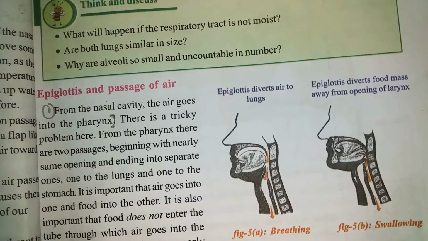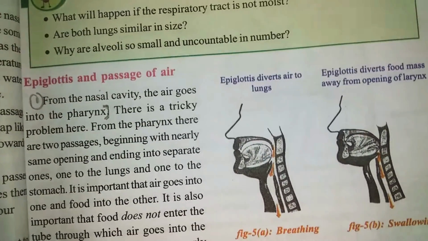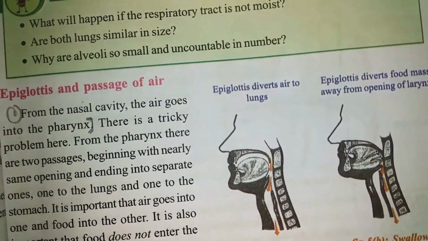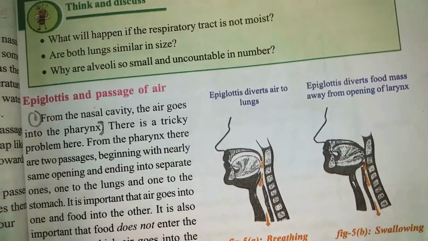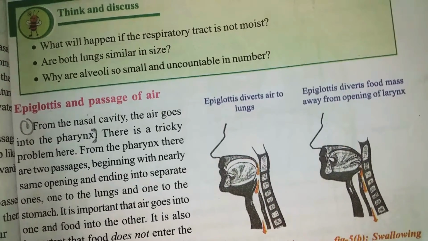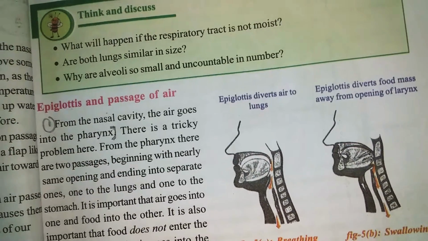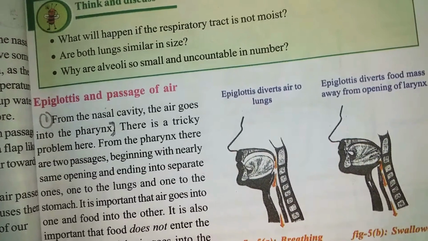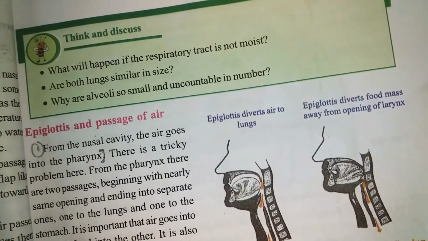From the nasal cavities the air goes into the pharynx, about the breathing and traveling. There are two different types of passages in there. The two passages begin with nearly the same opening and ending, then form into separate ones: one to the lungs and another one to the stomach.